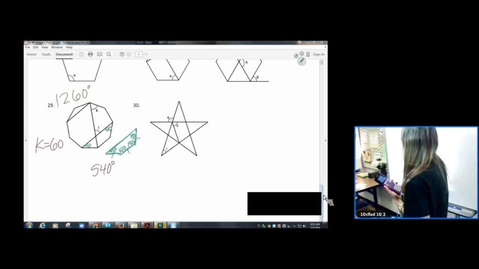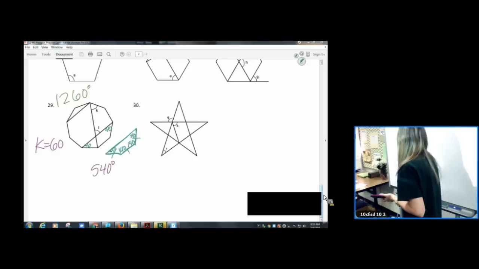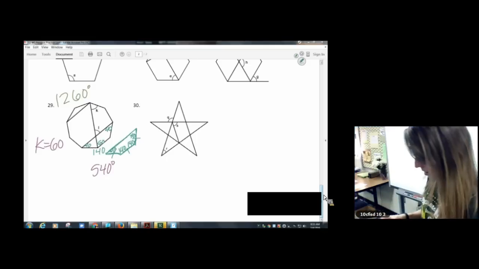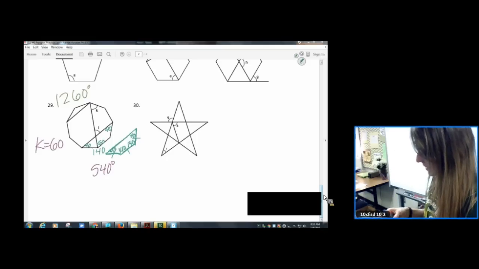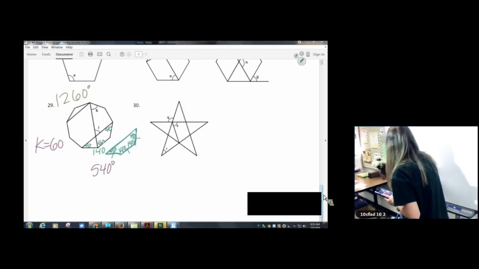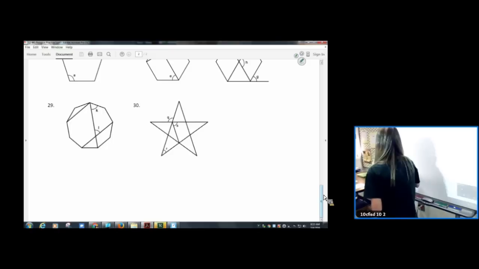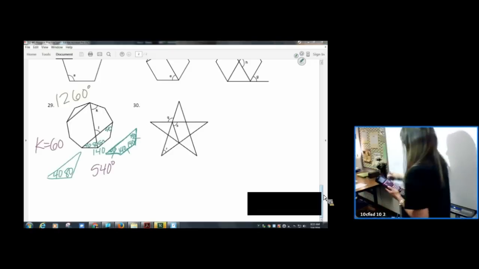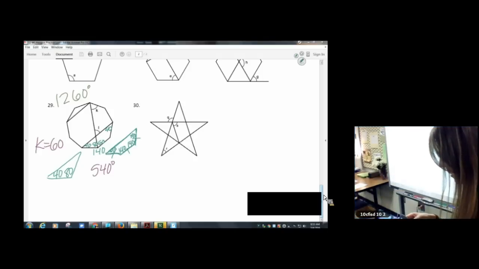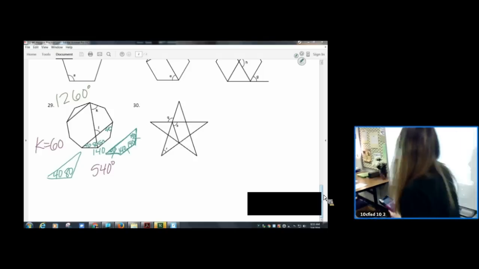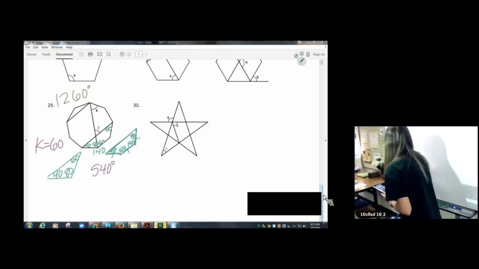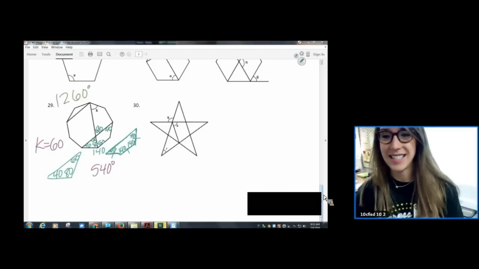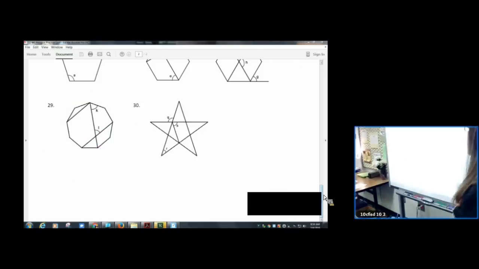Then, remember from our earlier problem, we found that this was 60. We know that this whole angle is 140. 140 minus 60 is 80. So in this little triangle right here, I've got 80, 40, and a missing angle. So if I subtract 80 and 40 from 180, I get 60, and 60 is a vertical angle with L. So 60, 60.